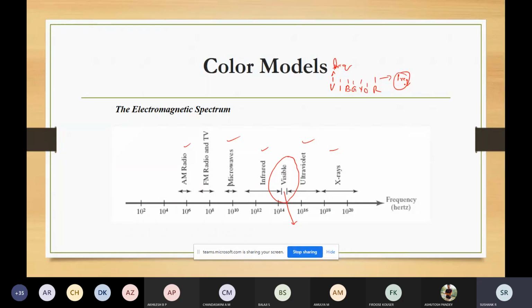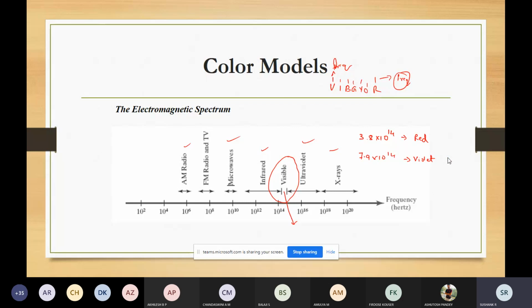If the frequency is very low, at the low frequency end of 3.8 into 10 power 14, this is just a numerical value, it corresponds to red color. And if it is high frequency, 7.9 into 10 power 14, it corresponds to violet color. So this is low frequency red color, high frequency violet color. This is how the color is identified.